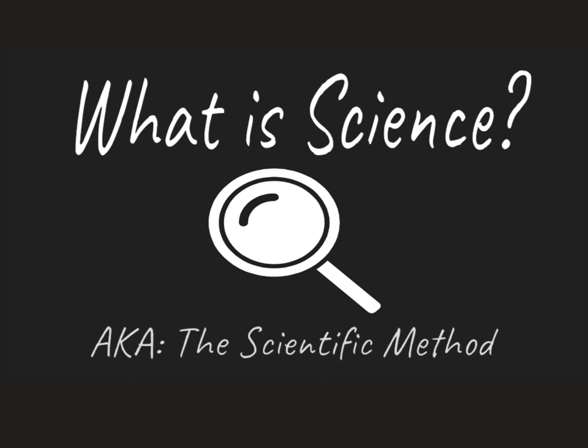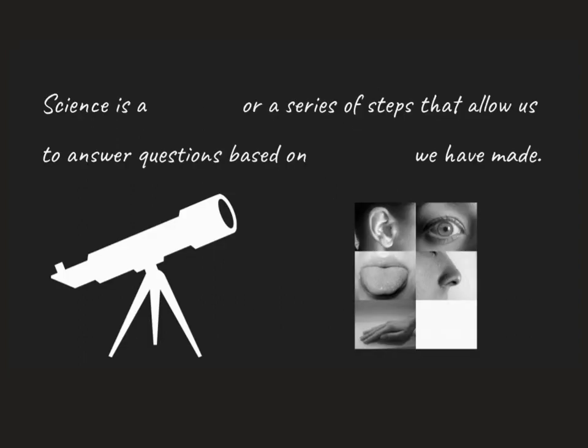I'm Mr. Tanner, and today we're going to be learning about what is science, or what is the purpose of science, also known as the scientific method. We'll start with a definition. Science is a method or a series of steps. And these series of steps allow us to answer questions based on observations that we have made.